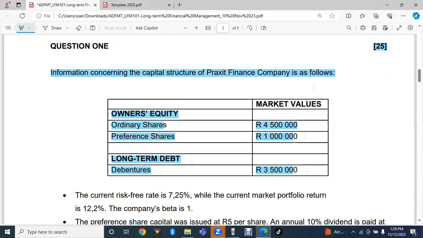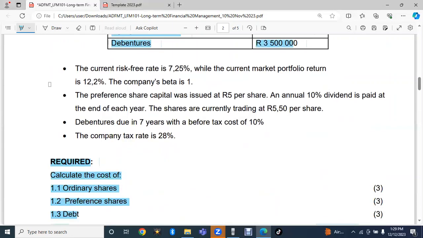And we have additional information. The first bullet reads, the current risk-free rate is 7.25%, while the current market portfolio return is 12.2%. The company's beta is 1. So guys, we're going to use this information to calculate the cost of equity.